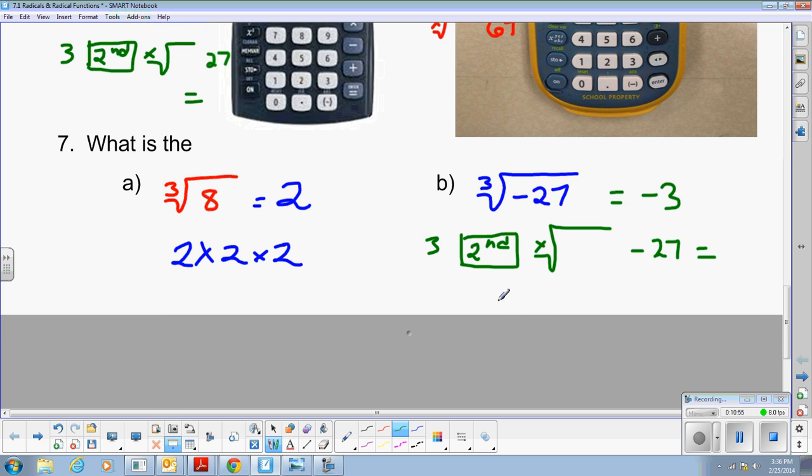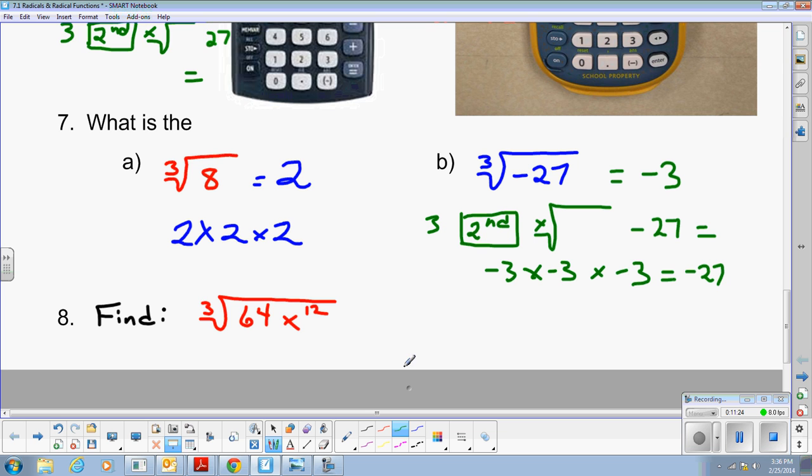Take a look at that. Negative 3 times negative 3. That gives me negative times a negative, positive 9 times negative 3. Negative times a negative times a negative, that gives me a negative answer. So when I have an odd numbered root on the outside of my radical sign, I can have a negative on the inside. If the root is an even number, like square root, cannot do it. But if it's an odd number out here, yes, we can.